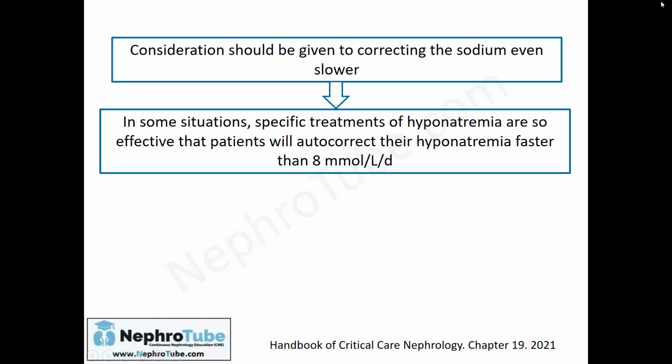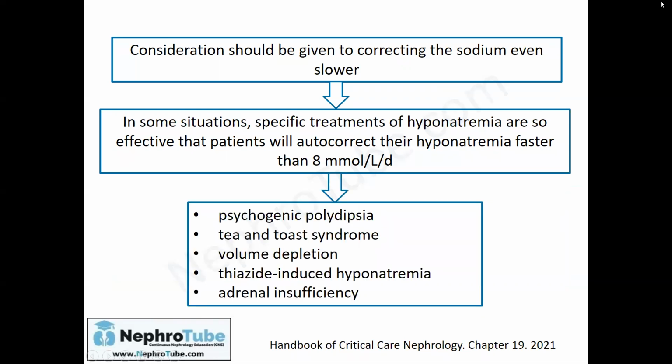And you have to put into consideration also that there are some situations where the specific treatment of hyponatremia is so effective that it may be enough to autocorrect the hyponatremia faster than 8 millimole per liter per day. As in cases of psychogenic polydipsia, thiazide-induced hyponatremia, cases of volume depletion, and adrenal insufficiency. Maybe treatment of the cause is enough, especially if the patient has no severe symptoms or moderately severe symptoms.